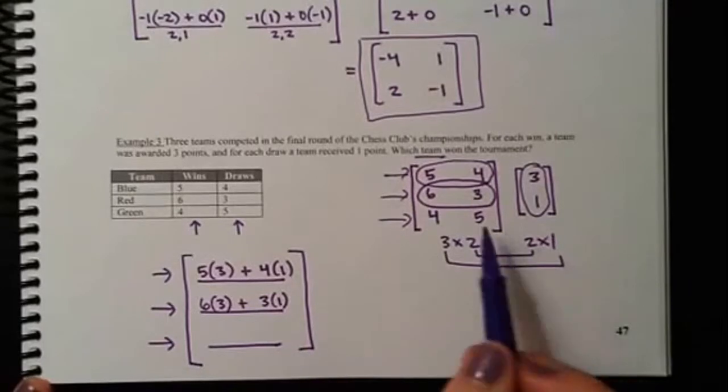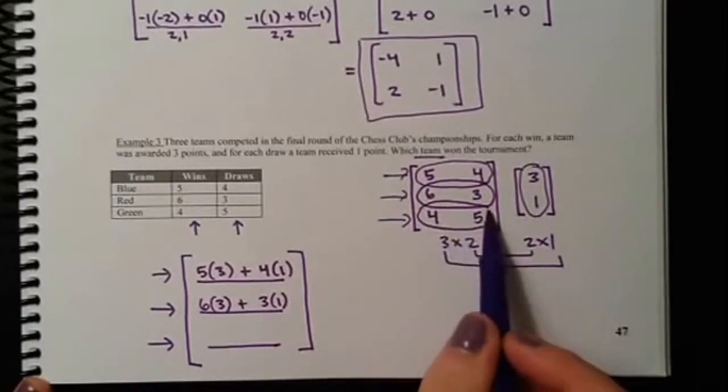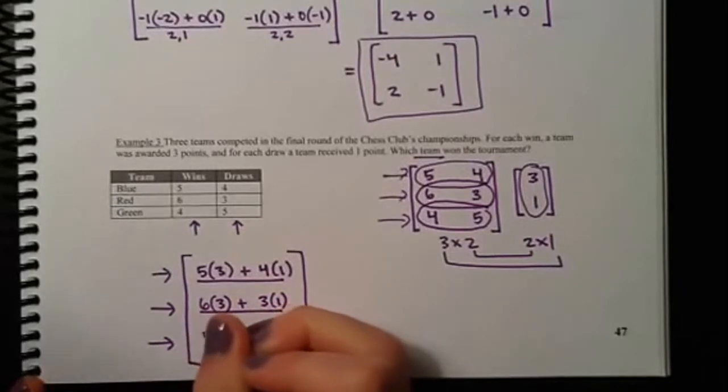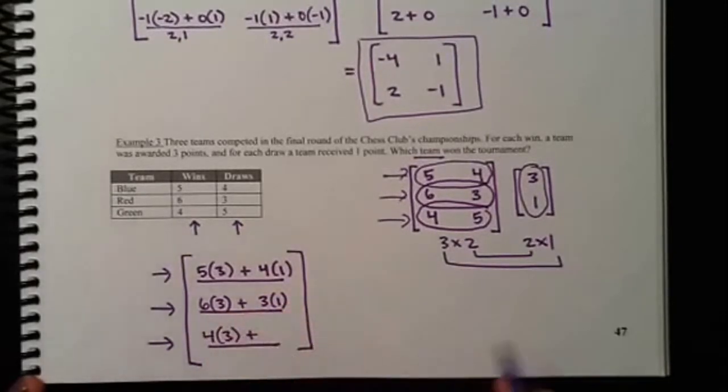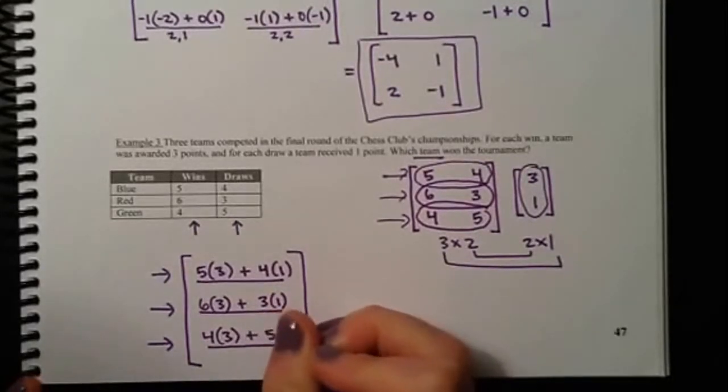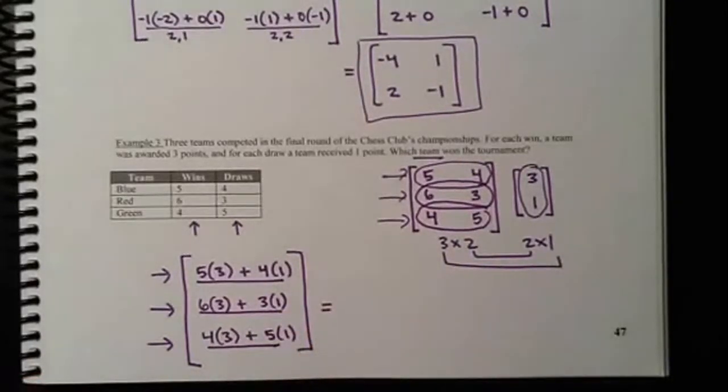And finally for the green team score, here's the green team's stats right here. 4 wins times 3 points each, plus 5 draws for 1 point each. Okay, so let's simplify this up.